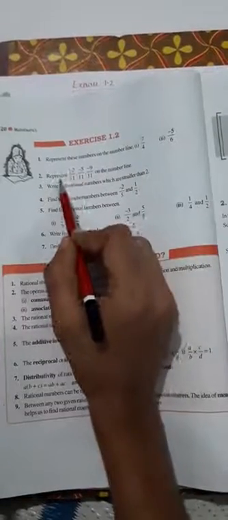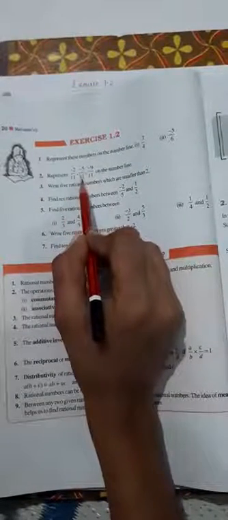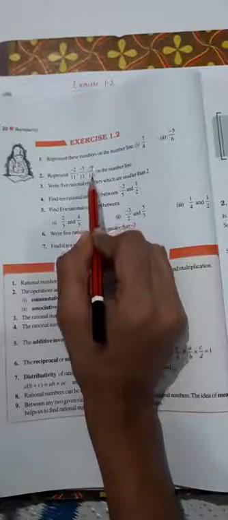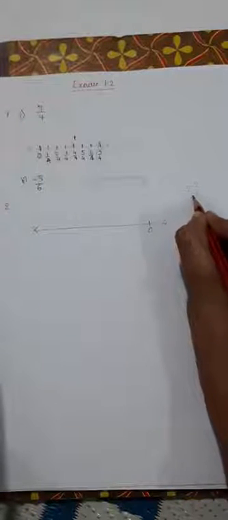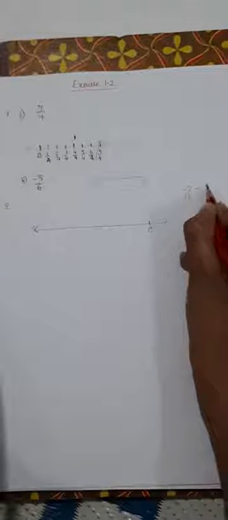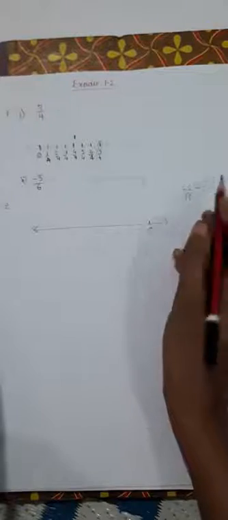Question number 2. Represent minus 2 by 11, minus 5 by 11 and minus 9 by 11 on the number line. So in question number 2, we are asked to represent minus 2 by 11, minus 5 by 11 and minus 9 by 11 on the number line. It is a negative rational number, so it contains negative integers. So we will move towards the left of 0. From right to left we will move.